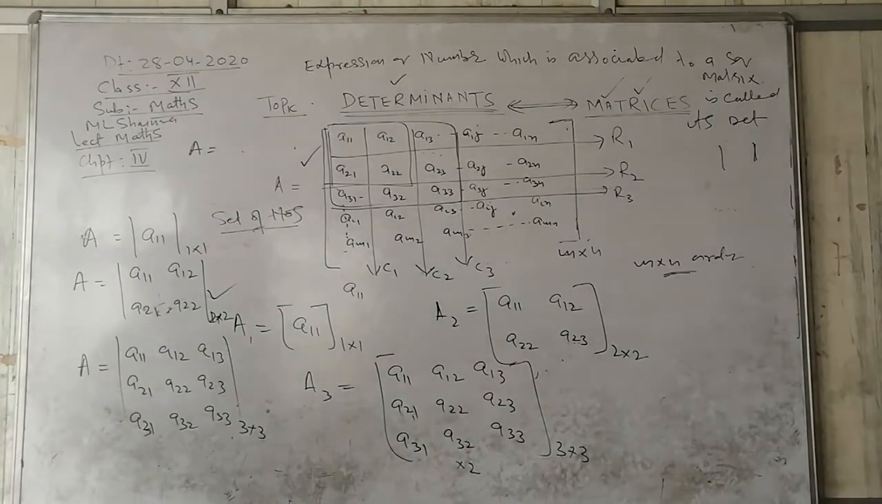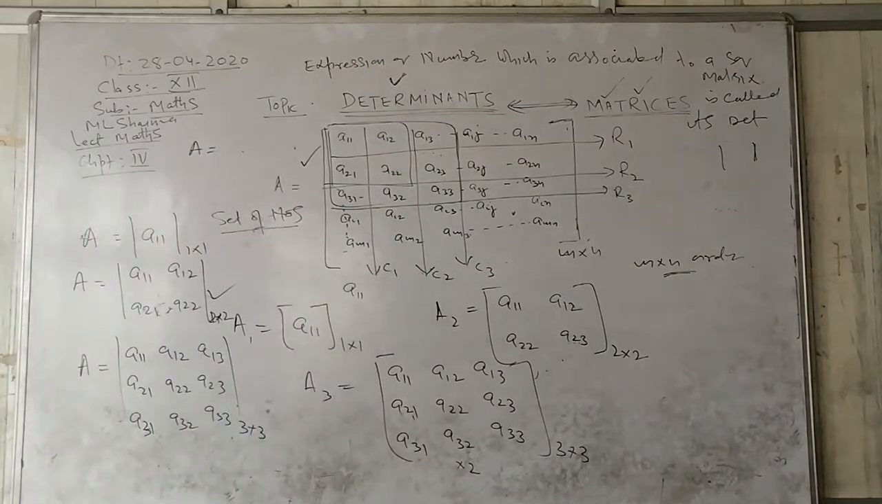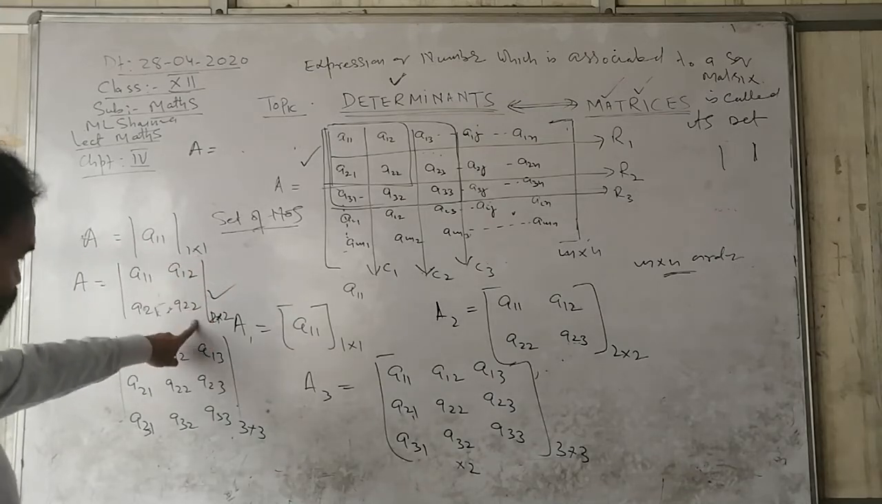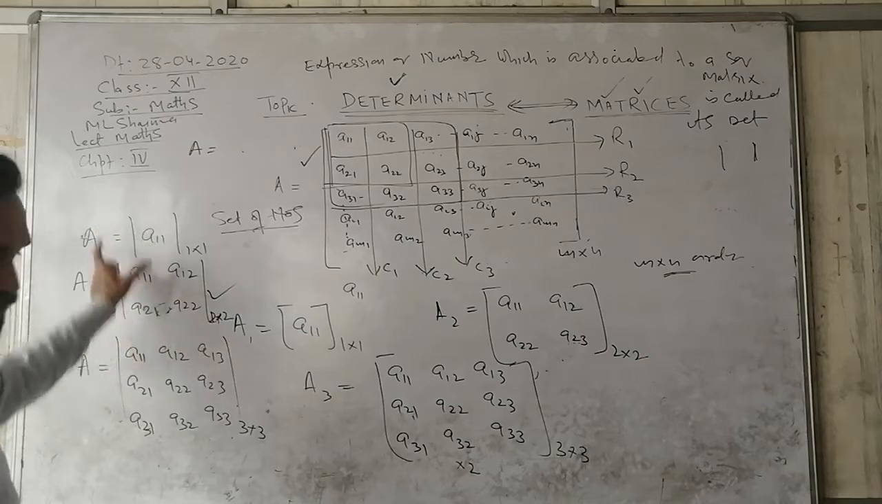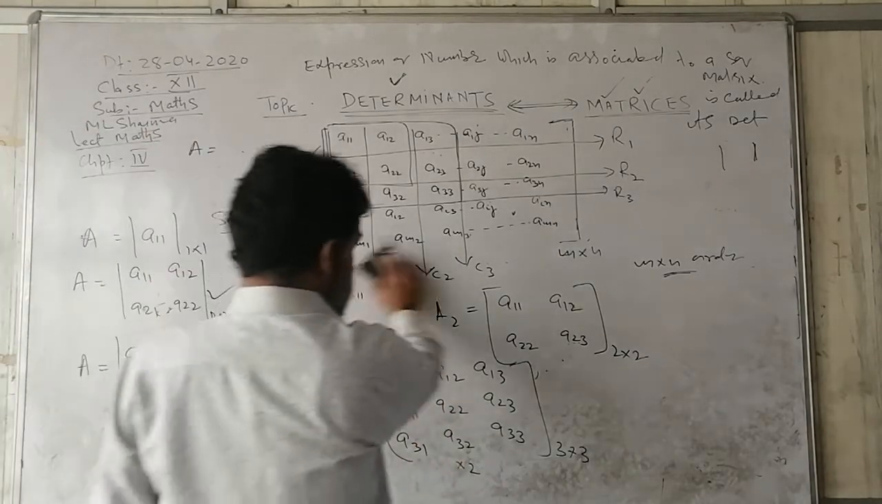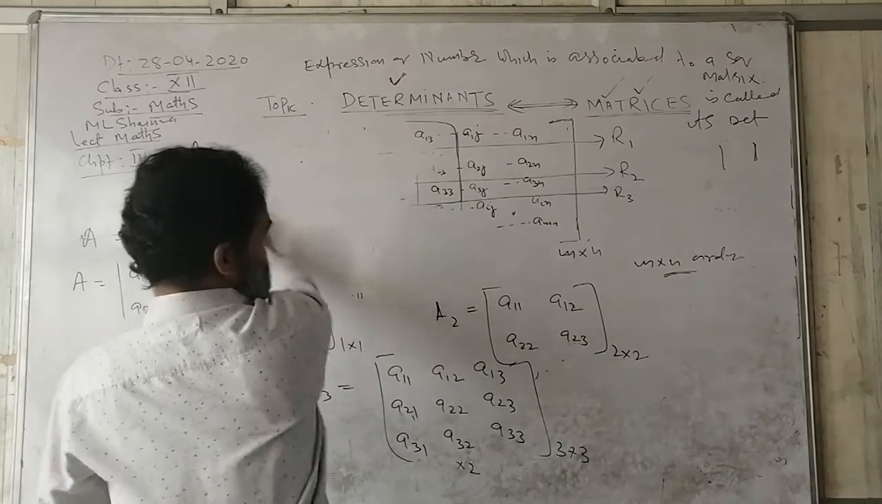The next question arises: as far as this chapter is concerned, we have to find the value of a determinant. Suppose this is a determinant of order 1, this is of order 2, this is of order 3. So how to expand a determinant? We have a way in which this can be expanded.